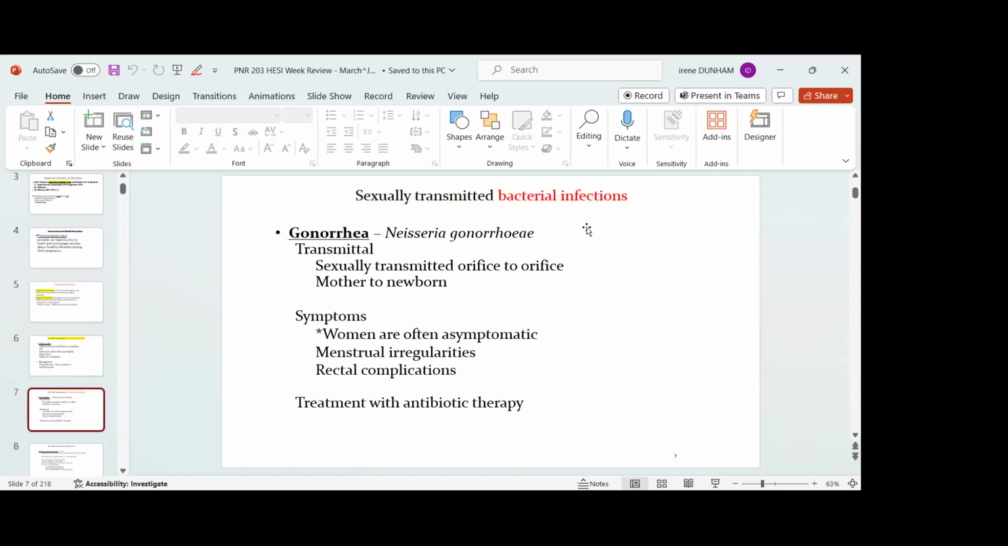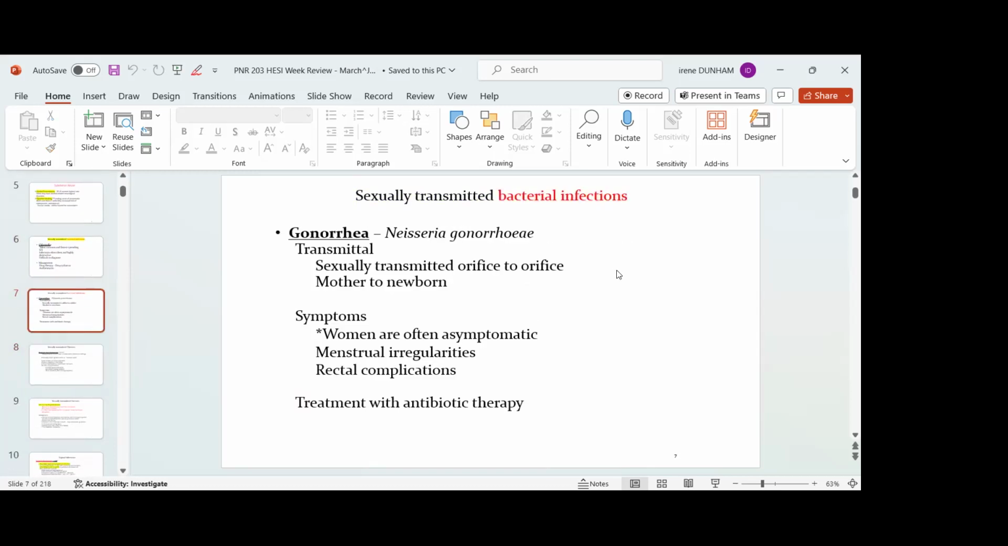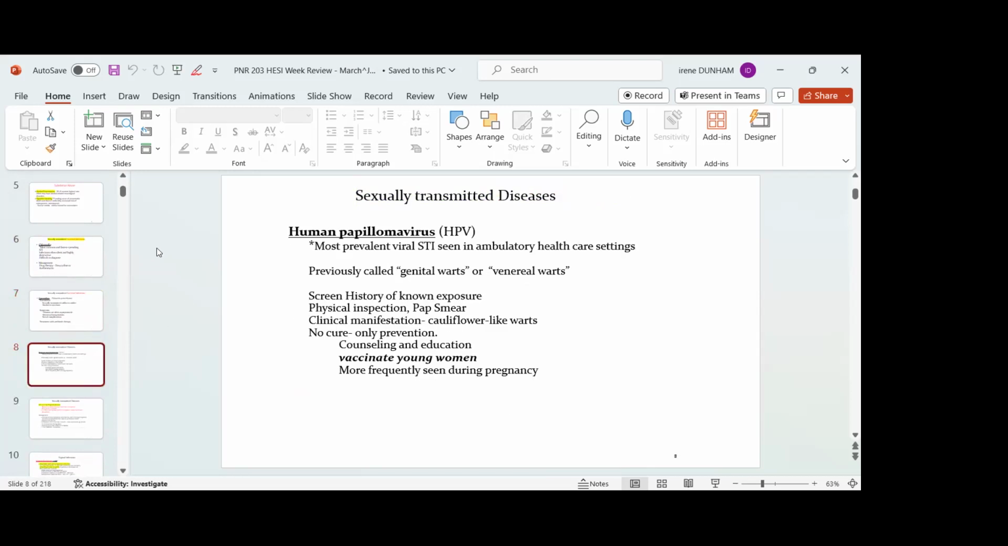Now, another bad infection that can occur is gonorrhea. Gonorrhea is another sexually transmitted disease or infection, I should say, and it can be passed from mother to newborn. Now, you know, a lot of times women are asymptomatic. They do have some menstrual irregular periods and sometimes some rectal complications. Again, we treat it with antibiotics, but it's good to get these women and get these cultures done to see if they have any problems.